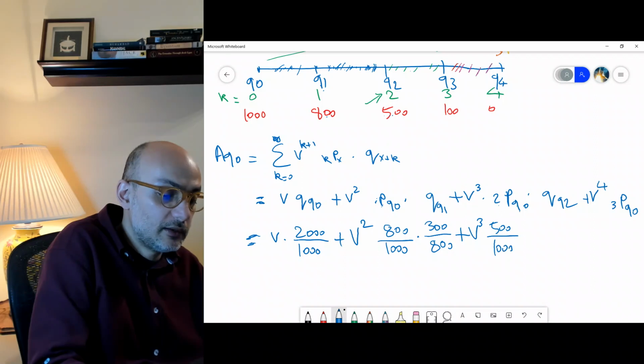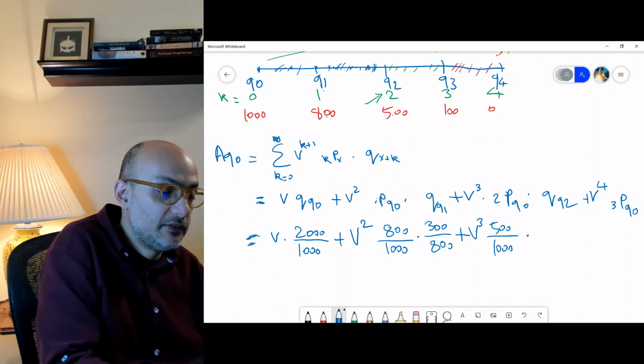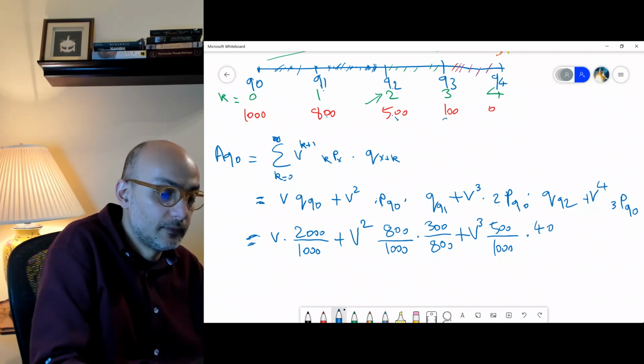Now somebody at age 90 survived 2 years, so of the cohort we have 500 survived over 1000, 500 over 1000, and now the death occurs between 92 and 93. So we have another 92, 93. We have 500 minus 100 is 400 divided by, we started here, 500.